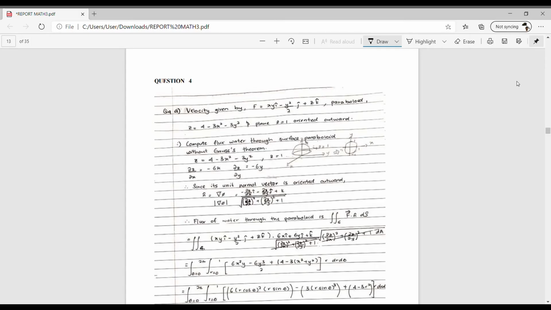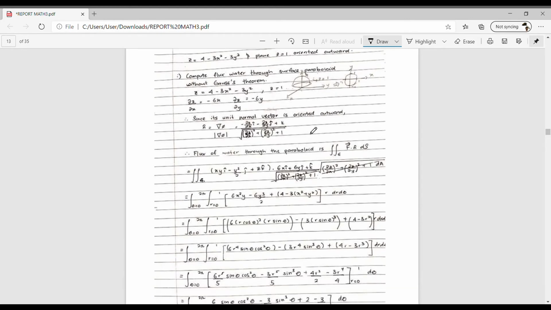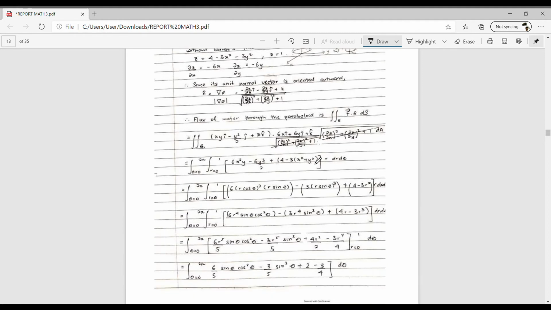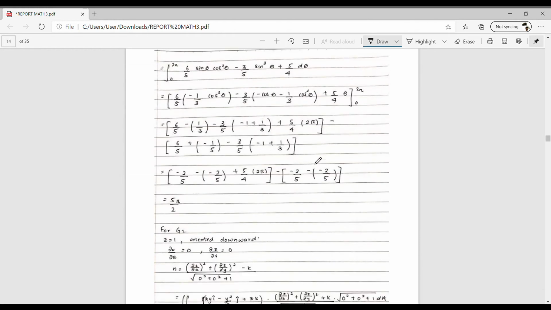Hi, so I'm going to continue question 4. So this is the problem given. The F equation, and then the paraboloid, and then the plane z, and it's oriented outward. So first we solve it without using the divergence theorem. We do the partial differentiation, then we use the unit normal vector formula and also the flux formula. So we put everything into one, then we do the rest. So we will get 5 over 2 pi.